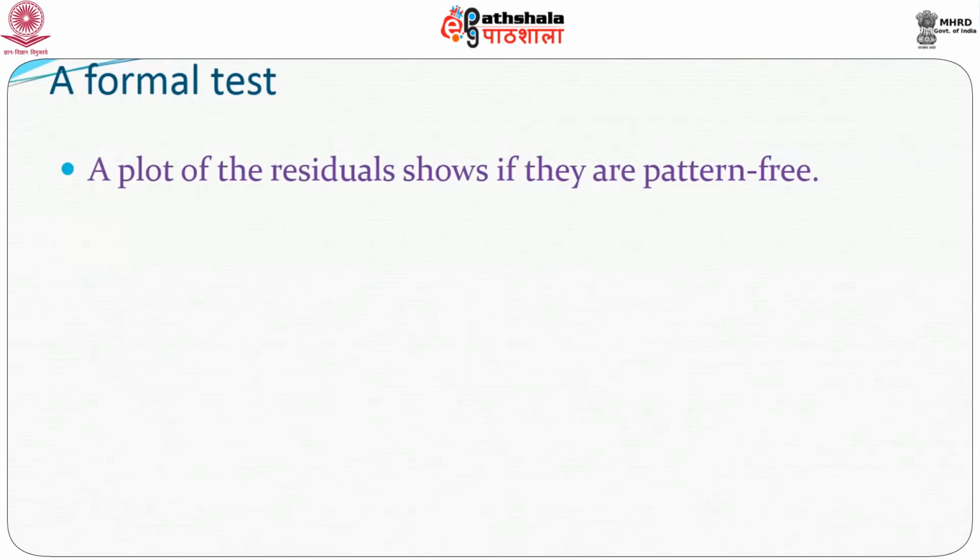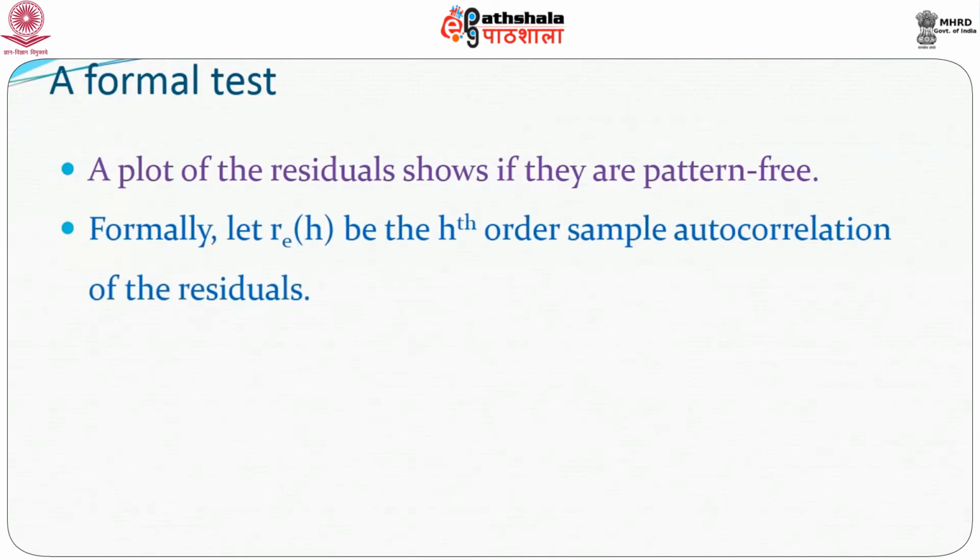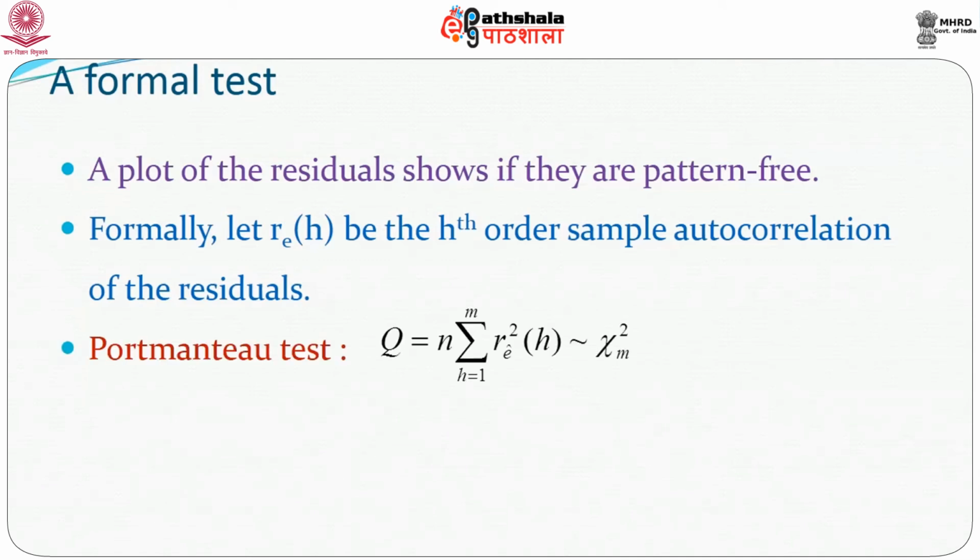Now, very often a plot does not give us a very good idea, or we are not able to correctly read the plot always. For this, let r_e(h) be the hth order sample autocorrelation of the residuals. So what we do is, we are treating the residuals as a given series and then computing the autocorrelations from these residuals, and r_e(h) is the hth lag autocorrelation.